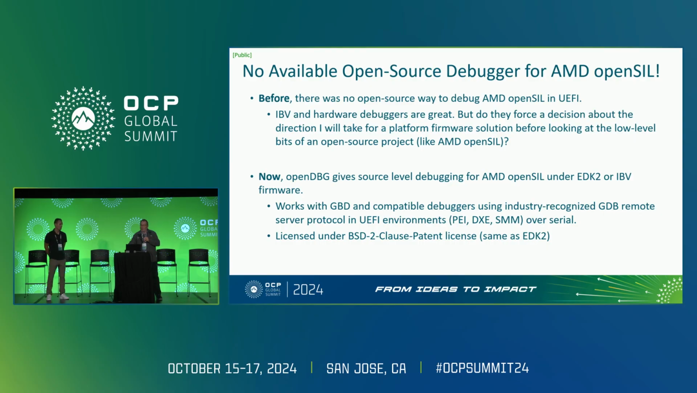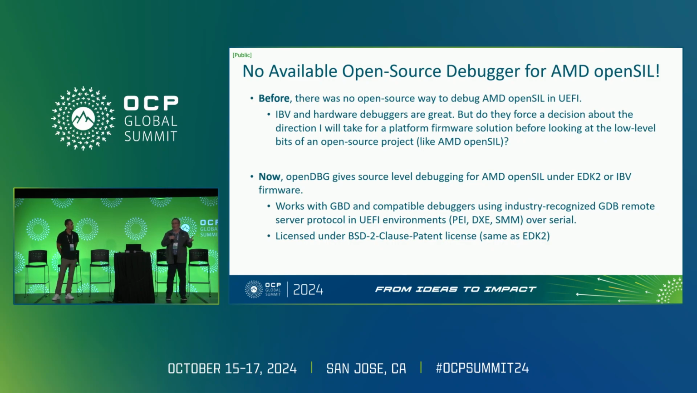IBV and hardware debuggers are great, but they force a decision fairly early on in the people who are evaluating openSIL to say which solution they're going to go with, because they can't debug the code unless they were to get one of the hardware debuggers or one of the proprietary ones. With OpenDBG, we actually give source level debugging capability for openSIL under EDK2 for firmware. It works with the standard GDB app.